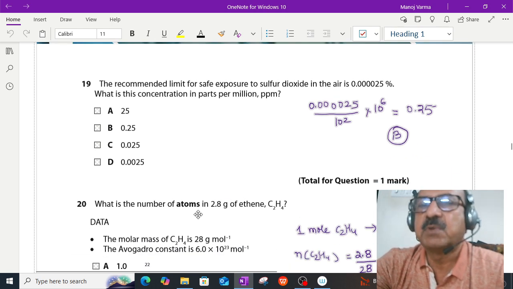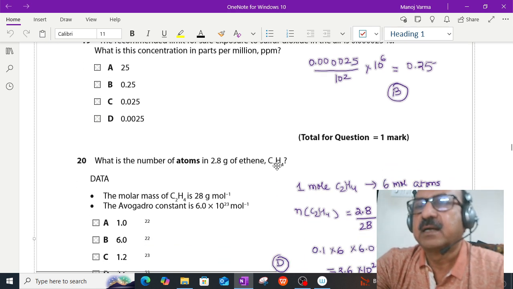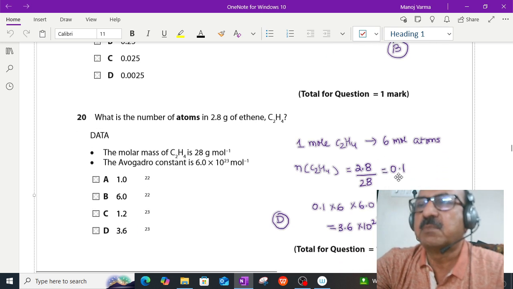Okay, what is the number of atoms in 2.8? So here again there is a trick, a smart question that they ask in the atoms. You have to think that in 1 mole of C2H4 there are how many atoms. So you can see that there are 6 moles of atoms in 1 mole. So that you have to think. After calculating the number of moles of C2H4 by dividing by its molar mass, you get 0.1, but the number of atoms will be 6 times that. So multiplied by 6, and then you multiply by the Avogadro number. So this is the answer you get, and that is the answer D.